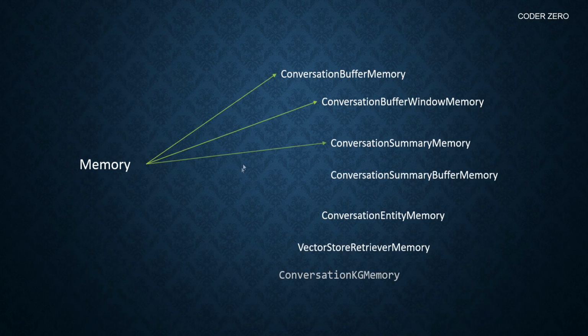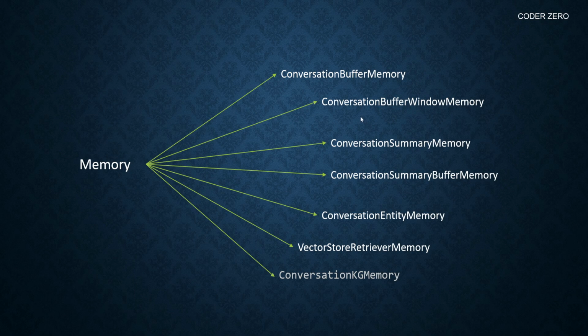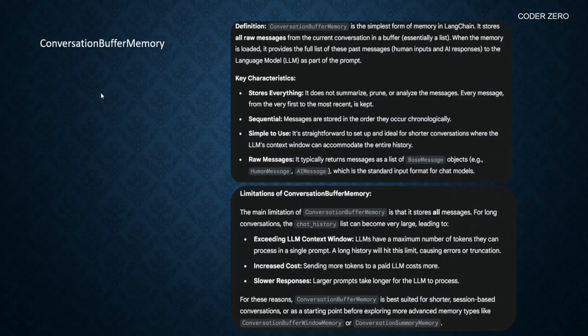Now in this video, we'll be talking about conversation buffer memory, conversation buffer window memory, conversation summary memory, conversation summary buffer memory, conversation entity memory, vector store retriever memory, and conversation KG memory. KG stands for knowledge graph memory. Now what is a conversation buffer memory? A conversation buffer memory is the simplest form of memory in LangChain. It stores all raw messages from the current conversation in a buffer. When the memory is loaded, it provides the full list of these past messages to the LLM as part of the prompt.